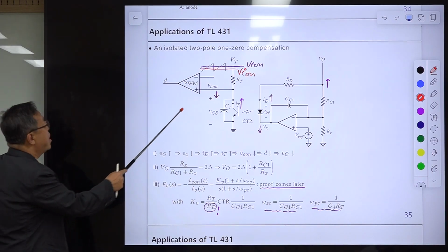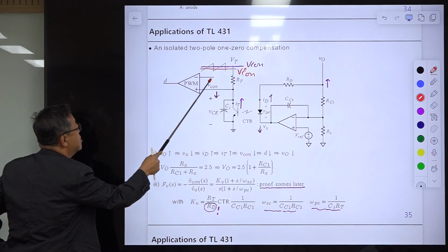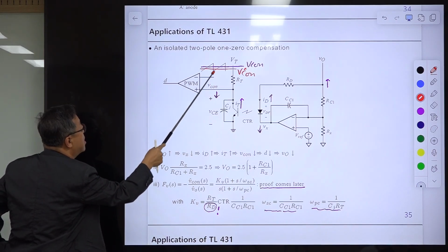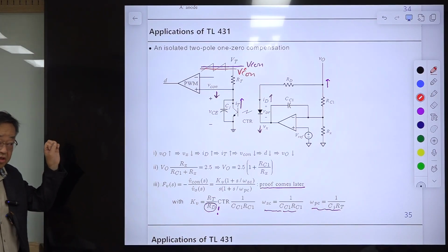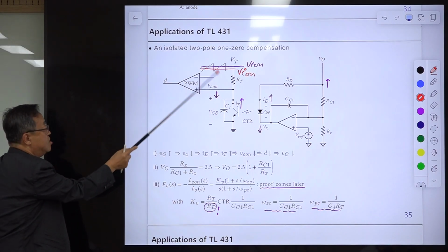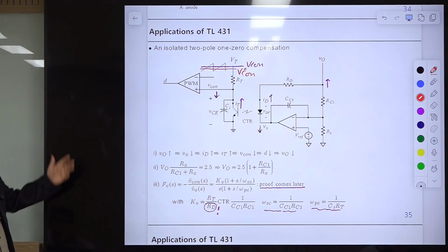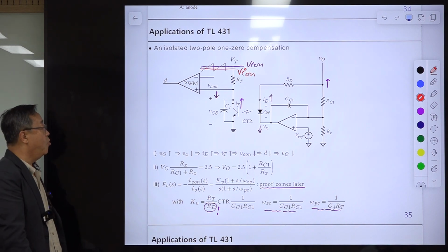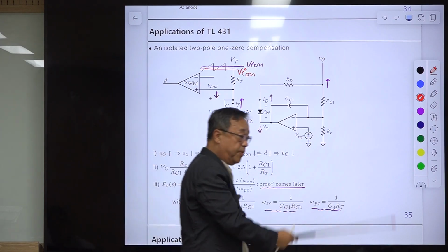So this remains the same. In current mode control, this waveform has more than this ramp signal. It has some extra signal sensed from the switch current. Okay, but the functionality of this voltage remains the same. So it really doesn't matter whether it is current mode control or voltage mode control. Okay, think about this. This is the output of your compensation.